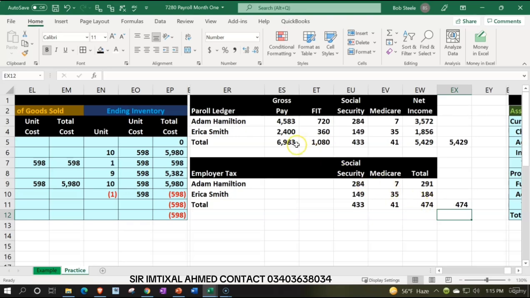So what's going to happen then when we record this into the system? We could look at it in total. The employees in total earned $6,983, but they're only going to get the $5,429. That's how much it's going to decrease the checking account, but it's going to be in two separate checks. The difference is going to increase the payroll liabilities, FIT, Social Security, and Medicare.